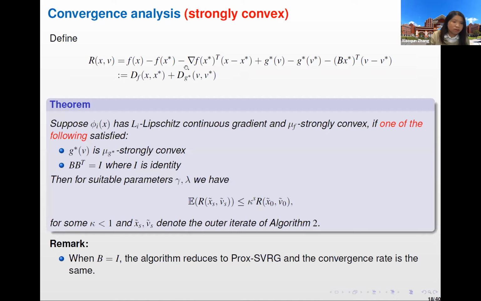So the convergence is achieved based on the Bregman distance, okay, the primal Bregman distance and dual Bregman distance. And under the strongly convex assumption on one of them, okay, so if phi i of x, this is the data term, has a Lipschitz continuous gradient and is strongly convex, and if one of the following is satisfied, that means if the conjugate of G is also strongly convex, or B transpose B is actually full row rank, equal to identity, then we get this linear convergence, okay? So this linear convergence is achieved under strong convexity. And this can also be reduced to the stochastic proximal gradient method with SVRG.